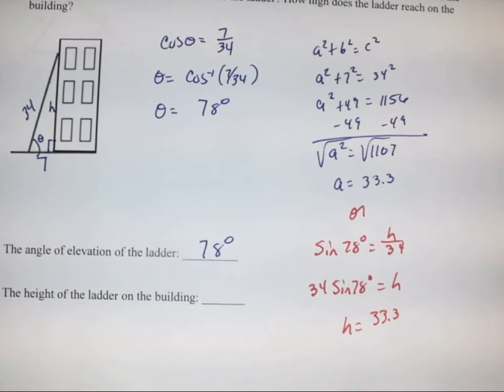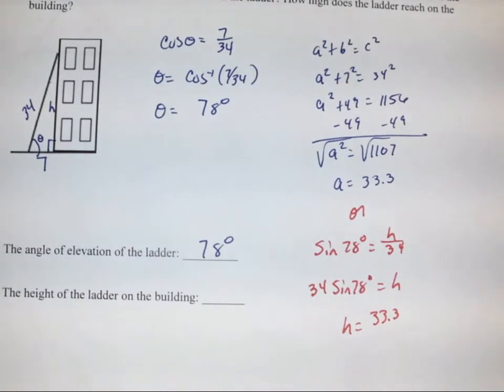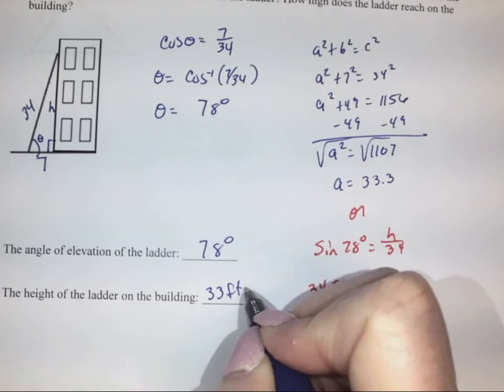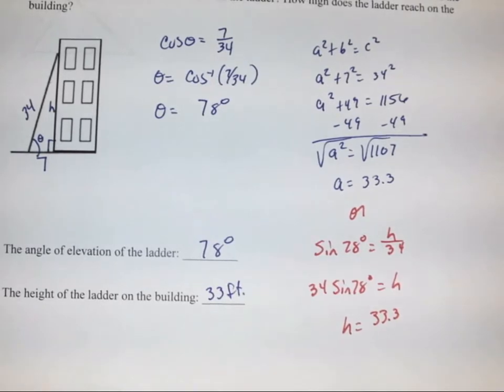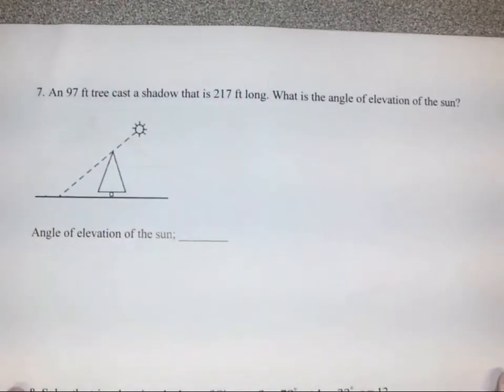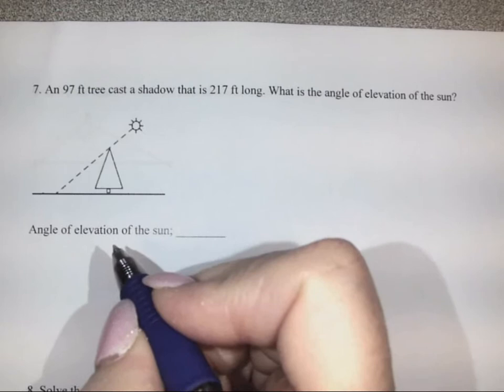So either way you look at it, you're going to get the same value. You can do it this way or you can do it that way. As long as your angle is right, you'll be good to go. So we're looking at 33 feet. And you can go either way. Do you have to show your work? Absolutely. All right, now we have a tree, and a 97-foot tree casts a shadow that is 217 feet long.